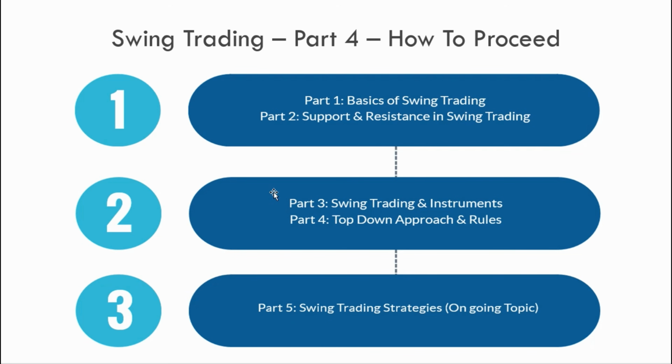So how do we proceed from here? Now we have covered part 1, part 2, basics of swing trading, and in part 2 I had specifically taken up support and resistance. Part 3 was about instrument selection, and this part 4 was about the introduction of the top-down approach. I also wanted to talk about some psychological aspects of trading, which is why this video is fairly long. Part 5 of swing trading would be an ongoing topic. Whenever part 5 comes out, it would be divided into many sub parts, because I'll be covering a lot of strategies.